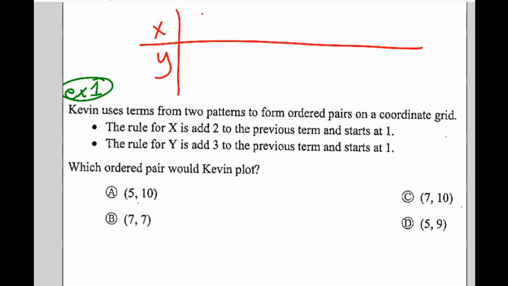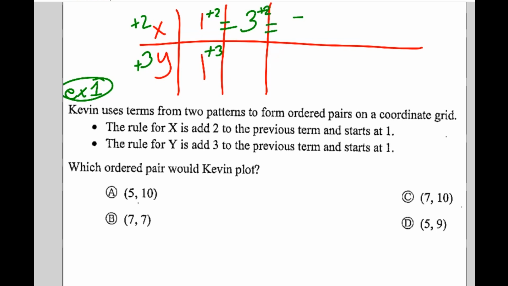And we start at 1 for both. But for X, we're going to do what? Add 2. And then for Y, we're going to do what? Add 3. Okay, so add 3 down here, add 2 up here. I'm going to start with my X's because X comes first. 1 plus 2 is 3. Plus 2 is 5. Plus 2 is 7. Plus 2 is 9.